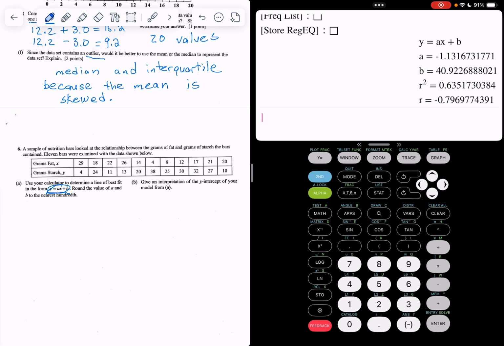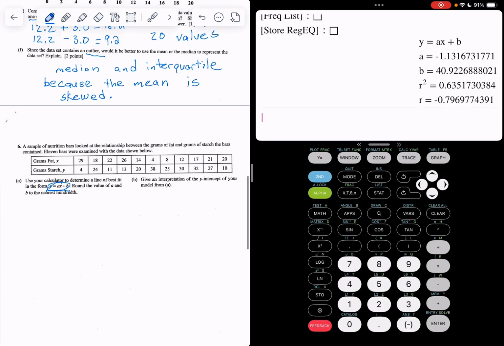Okay? Now it says calculate and round values A and B to the nearest hundredth, so we need 2 decimal places. So I'm going to say y is equal to negative 1.13x plus 40.92 to 2 decimal places.